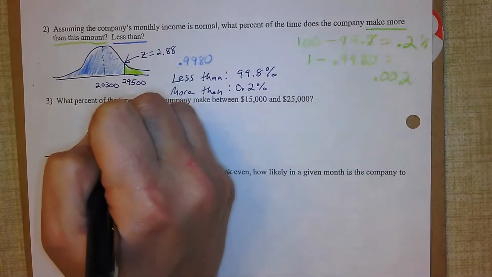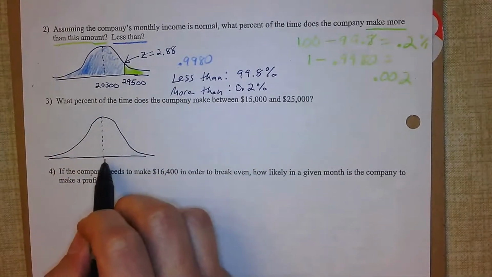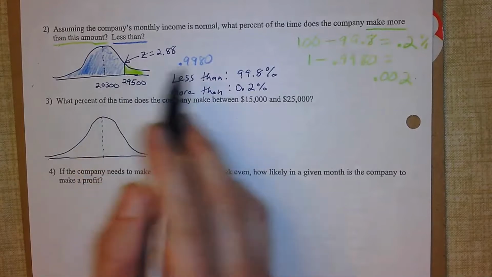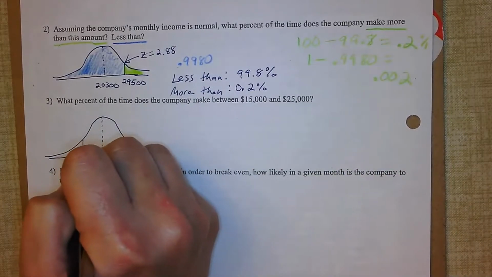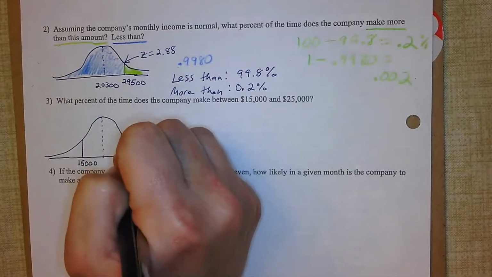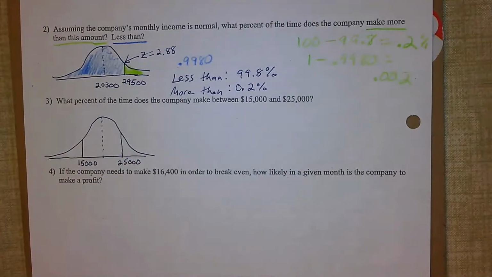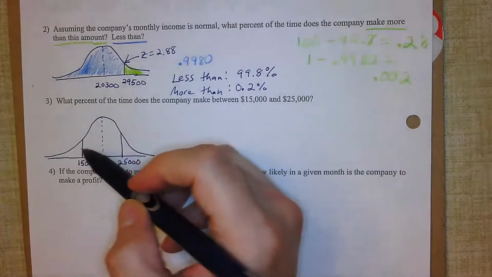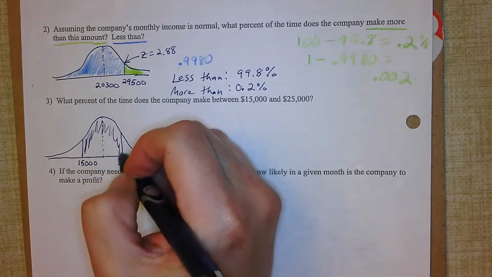And I want to remember that the average is right here, 23. I'm not going to write it, I'm going to run out of space. I know that it's 20,300, and 15,000 is below average, and 25,000 is above average. Okay, so I'm going to color it in with my pen. I'm really looking for this area.